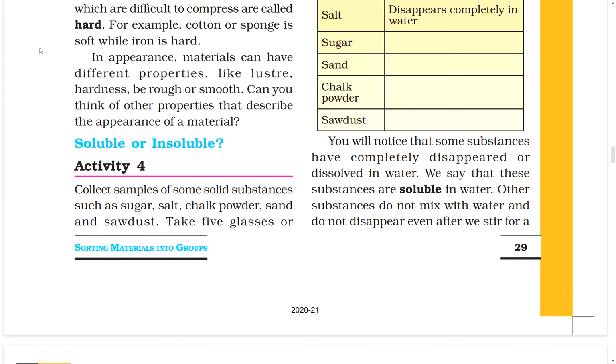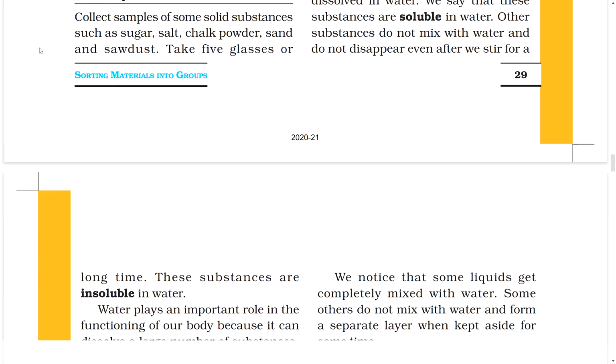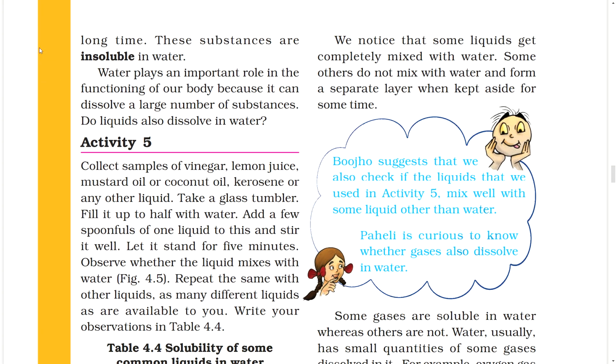You will notice that some substances have completely disappeared or dissolved in water. We say that these substances are soluble in water. Other substances do not mix with water and do not disappear even after we stir for a long time. These substances are insoluble in water. Water plays an important role in the functioning of our body because it can dissolve a large number of substances. Two liquids also dissolve in water.